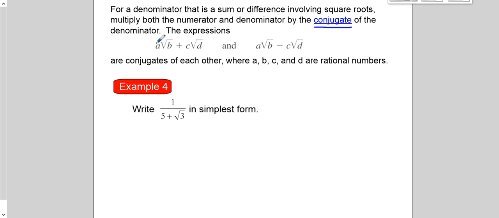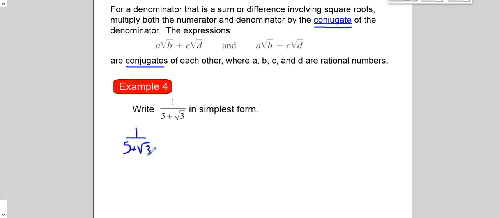The expressions a rad b plus c rad d and a rad b minus c rad d are conjugates of each other, where a, b, c, and d are rational numbers. So what is the conjugate of 5 plus rad 3? Notice the difference: one has to be plus and one has to be minus. So this has a 5 plus rad 3, and we are going to multiply by 5 minus rad 3.